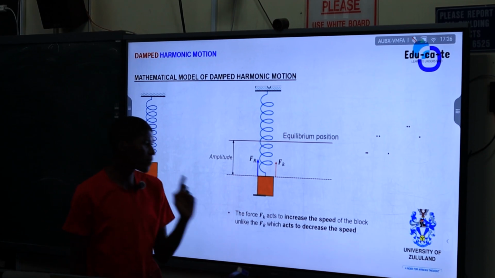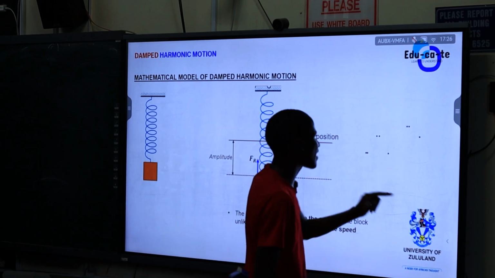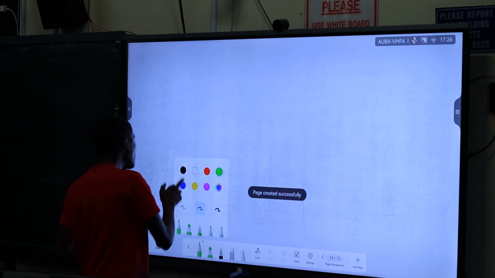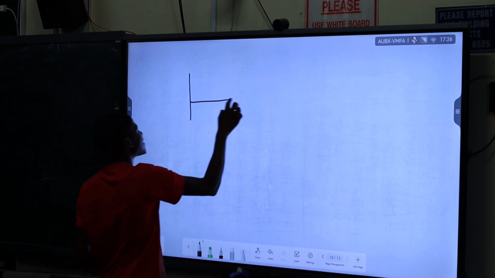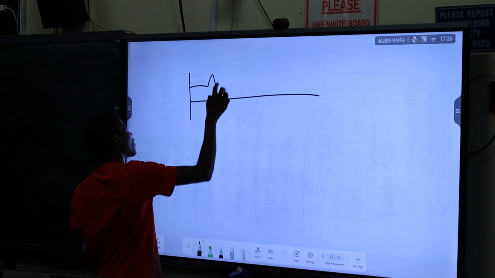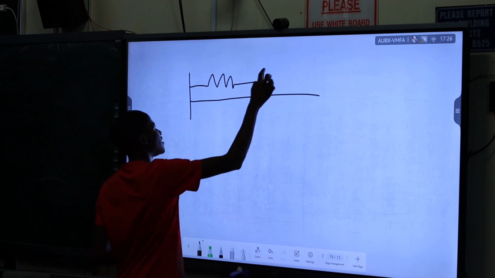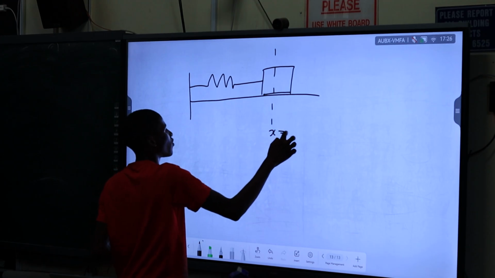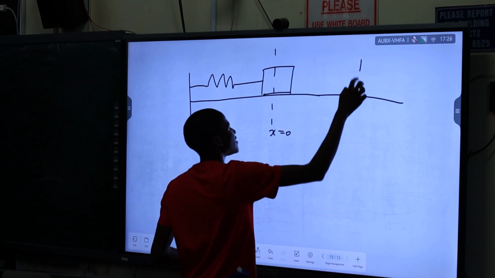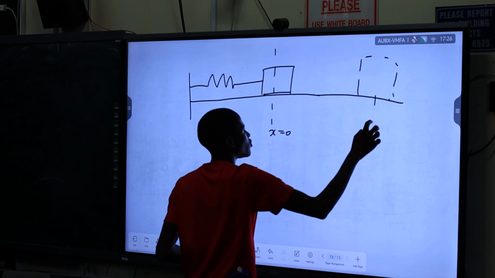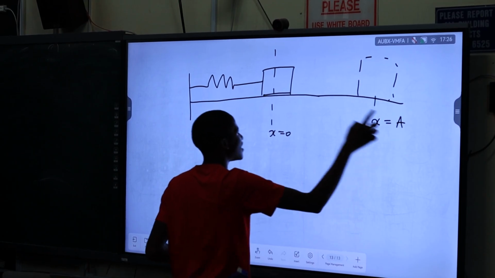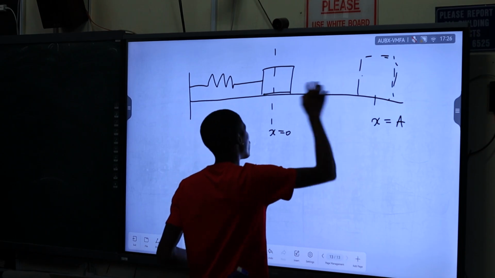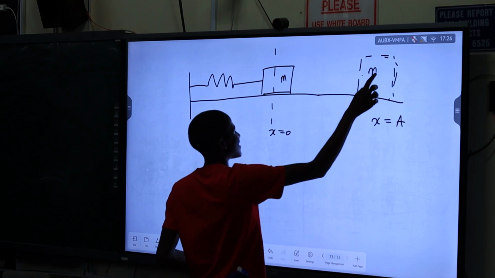Remember, in simple harmonic motion, you must know this. From simple harmonic motion, when you had your block, say this is your block, this is the equilibrium position, x equals 0, and then this is the maximum position, which is the amplitude, x equals A. This is the maximum displacement, the maximum position where the block of mass m will be.